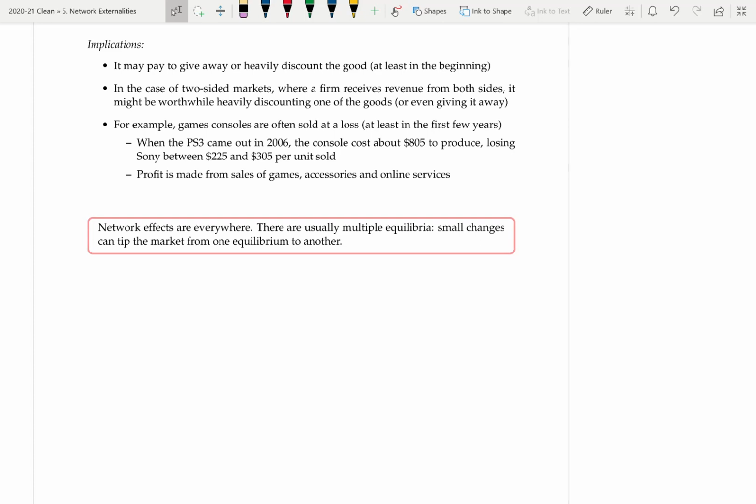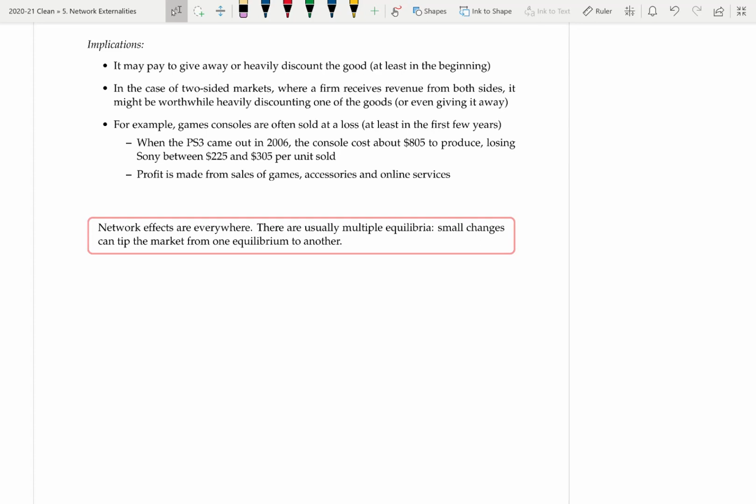So in goods with network externalities, it makes sense to discount the good because that will increase the number of people buying and then make other people more likely to buy. In markets without network externalities, this effect is not present. So there's not this incentive to give away or heavily discount a good at the beginning.